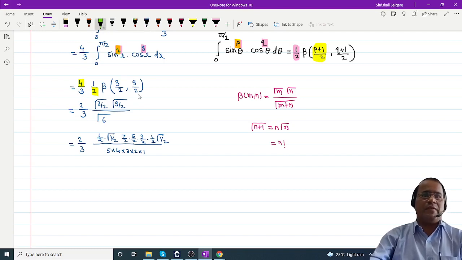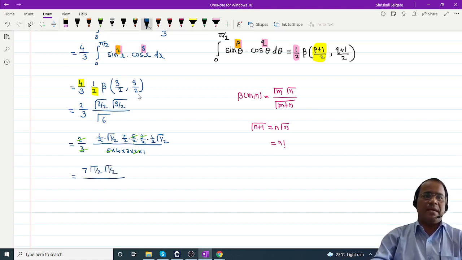So I will cancel the terms. This 2 cancels with this 2, this 3 cancels with this 3, and this 5 cancels with this 5. Further simplification is possible. The remaining terms, once again I will write. The numerator is 7 only, 7 into gamma 1 half.